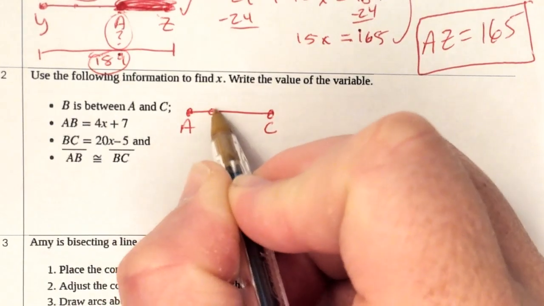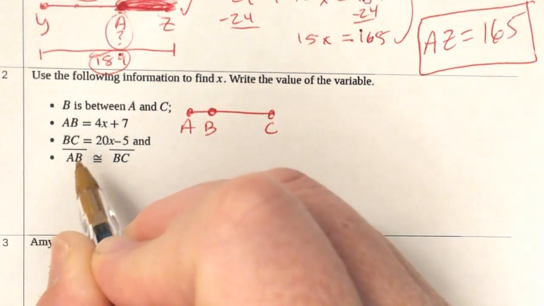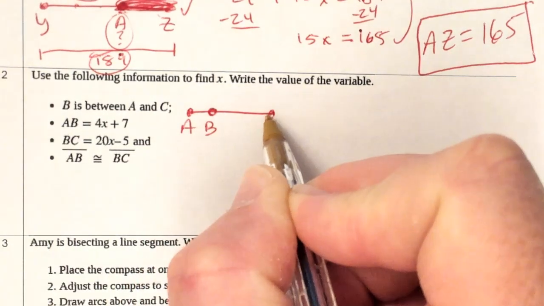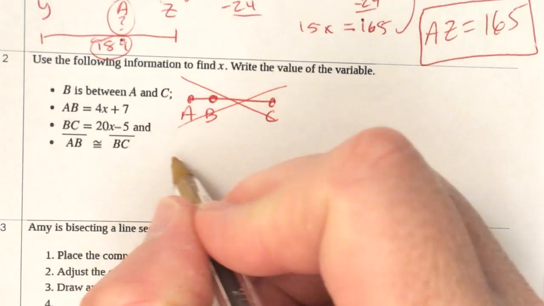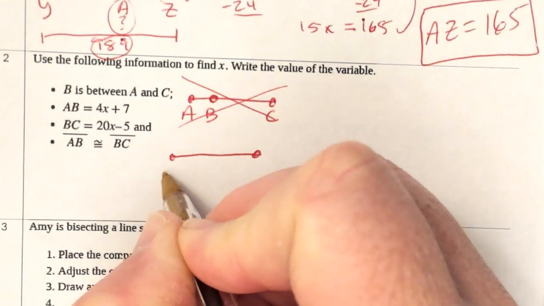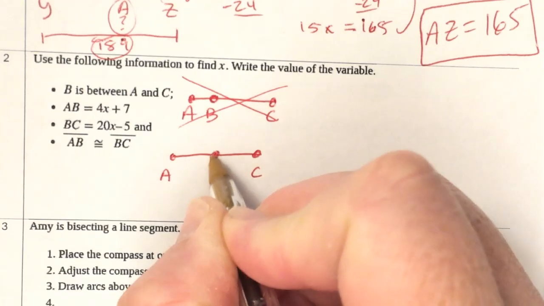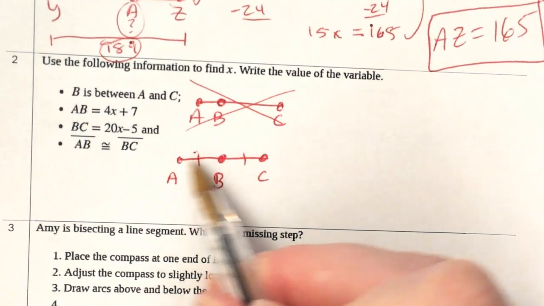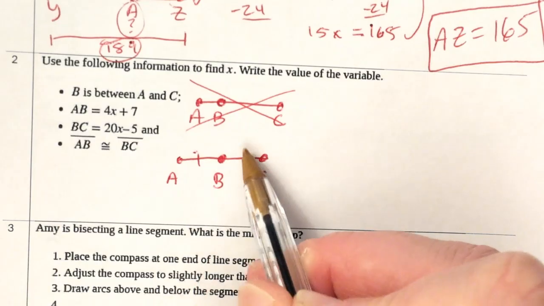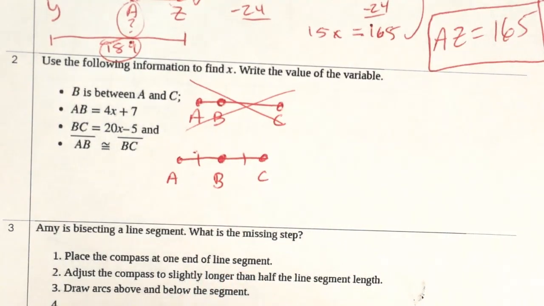B is somewhere between, so maybe it's over here. But then when I read more information, I'm like, wait. This and this are supposed to be equal, so I didn't get it right the first time. That's okay. That's totally fine. So I know this is A, this is C, and A to B is supposed to be equal to B to C, so this is smack dab in the center. So I know that this entire distance is equal to that distance, so I put these little tick marks saying that this is equal to this.